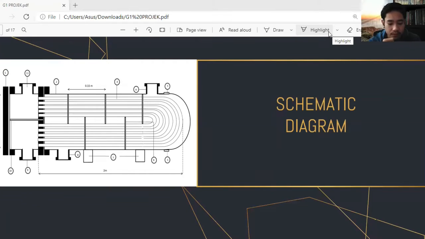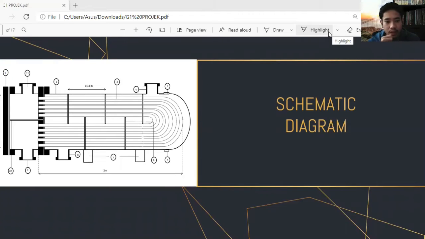Okay. Then number 4, we have our shell side fluid in. This is where the entrance for our cooling medium water will enter the shell by this entrance. And then number 5, there are 2 vent connections there. The vent connections have the function to regulate air pressure in our shell.